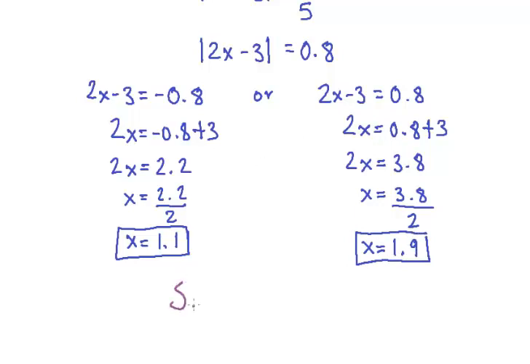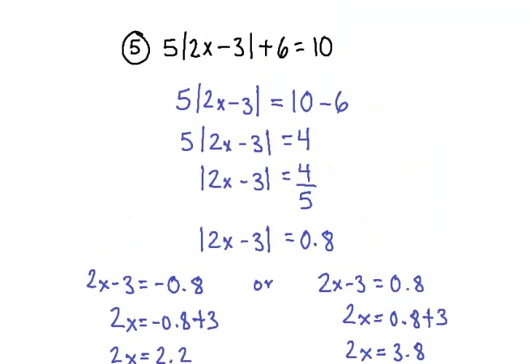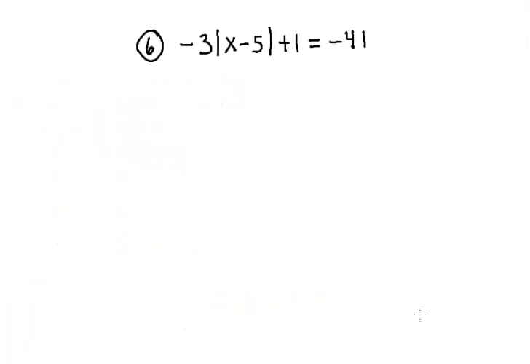What we're going to do next is write the solution set. Solution set will be then 1.1, 1.9. Those are the two answers of the exercise. That's how we solve this kind of stuff. Let's do another one. This will be the last one.